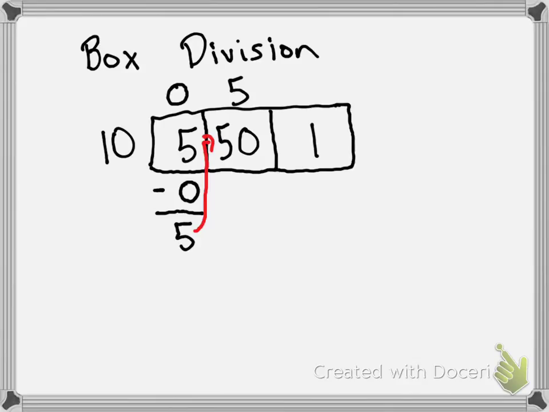So again, we're going to put that number at the top, right above the 50, right? And then multiply 5 times 10. It's going to be 50. Do a little subtraction again. 50 minus 50 is 0.